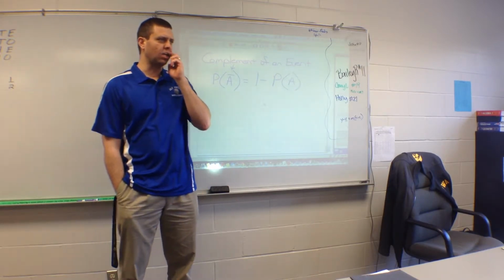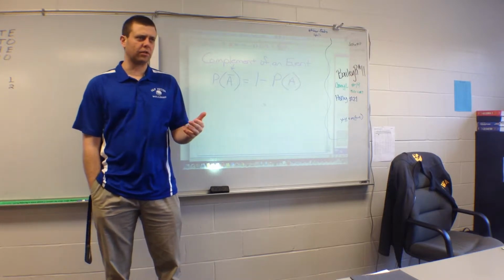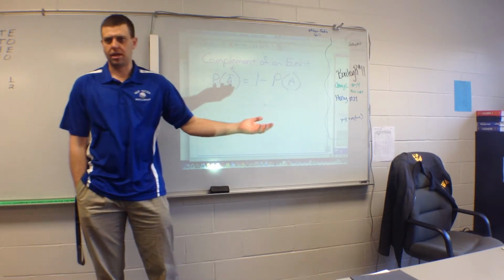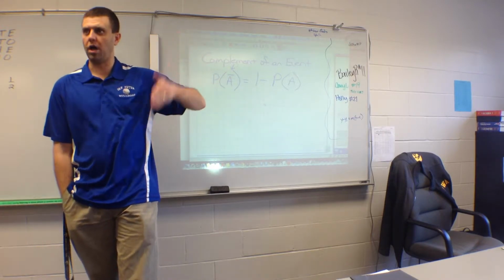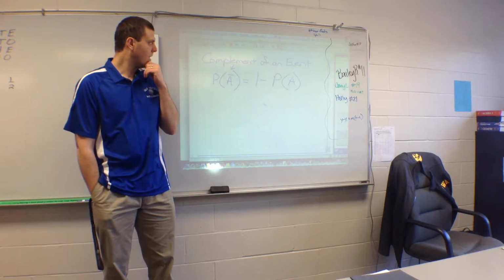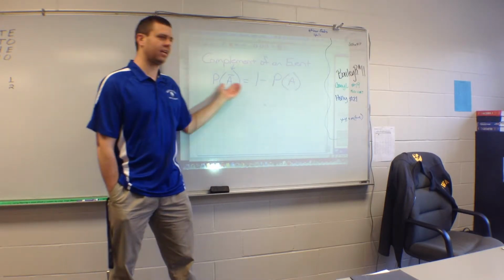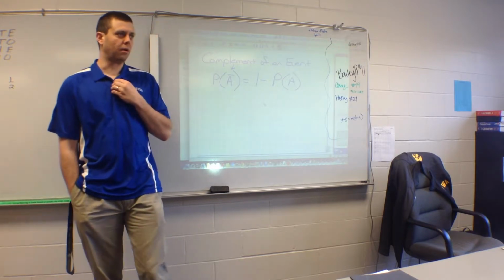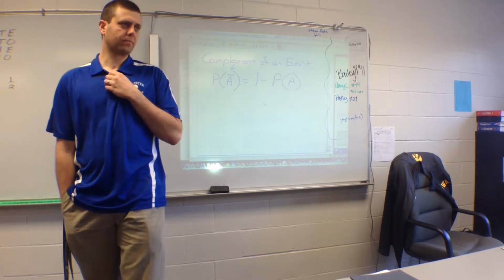If there's a 20% chance of rain today, what percent chance is there of not rain today? 80%. Okay, 1 minus 20% is 80%. Sometimes it's easier to find complements than it is the actual probability. It's faster.